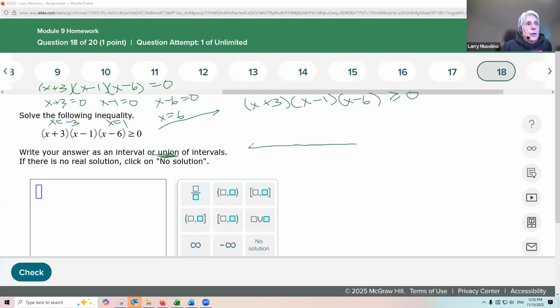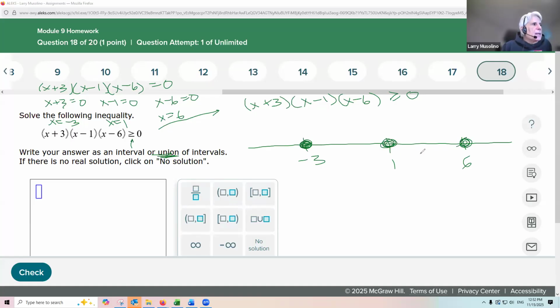Folks, I think it's a very good idea to draw a number line for these problems. So -3, 1, and 6. Okay, and again, this is a greater than or equal to symbol, so I'm going to put filled in circles here.